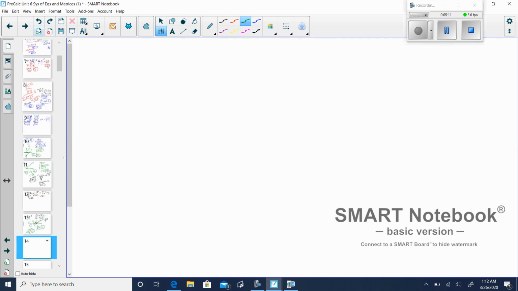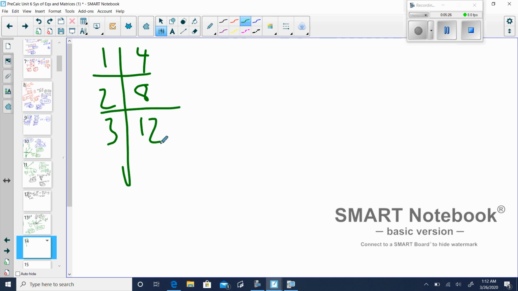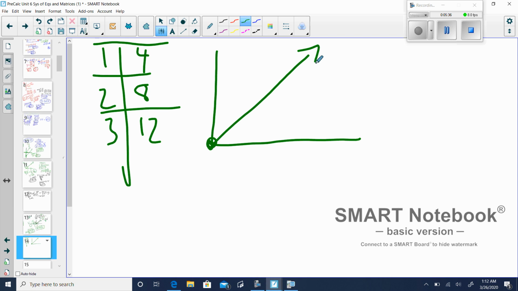All right, number 3, Matt and Seth purchase baseball cards each week. So we're given a table and a graph. So for Seth, we're given 1, 4, 2, 8, 3, 12. Once again, it's something that is tangible right here. So for Seth, we don't need anything negative. Starting out at the origin, and our slope is 4.